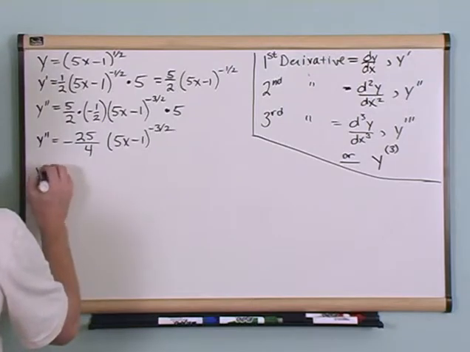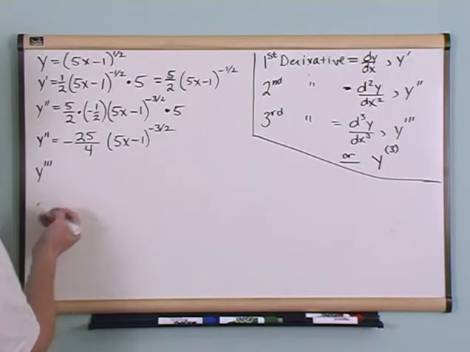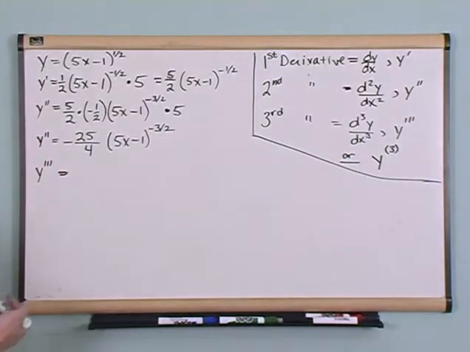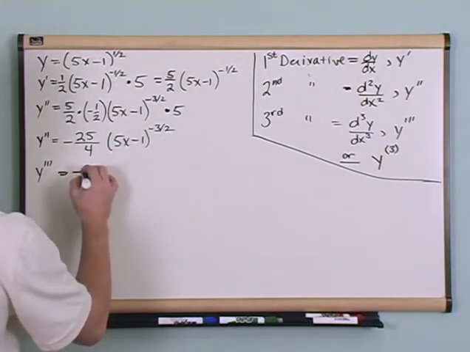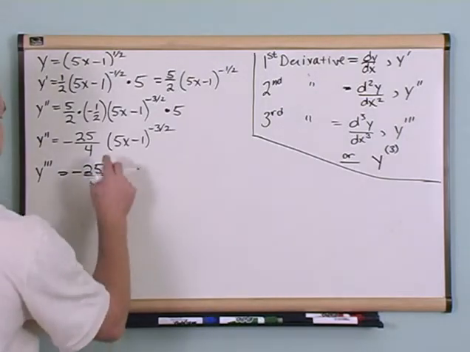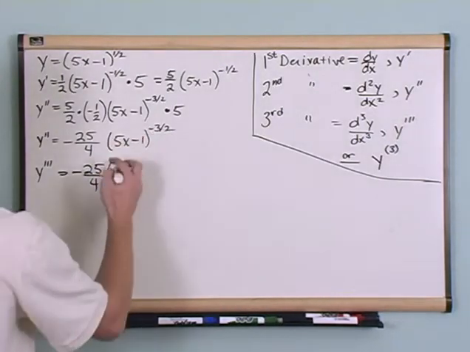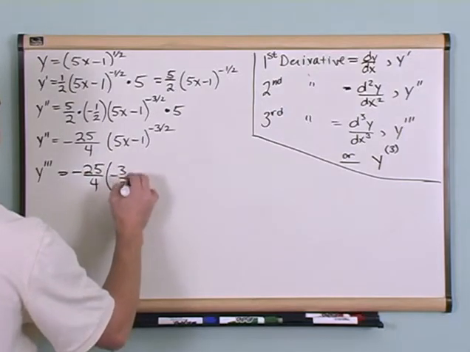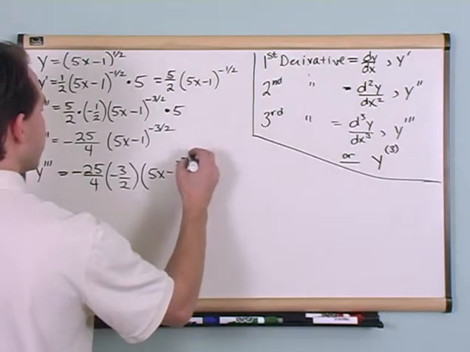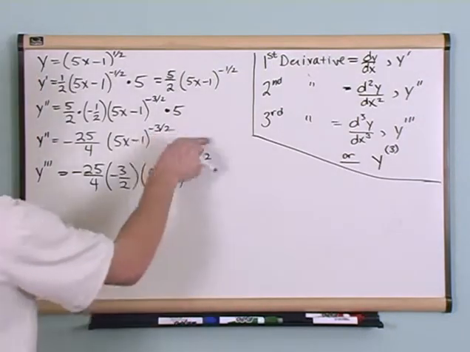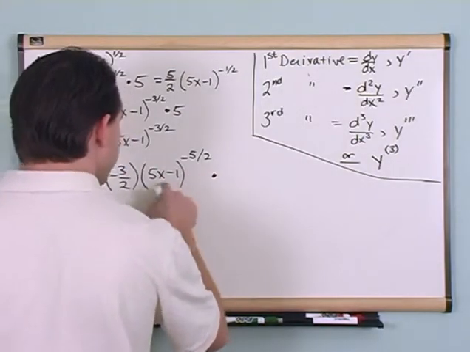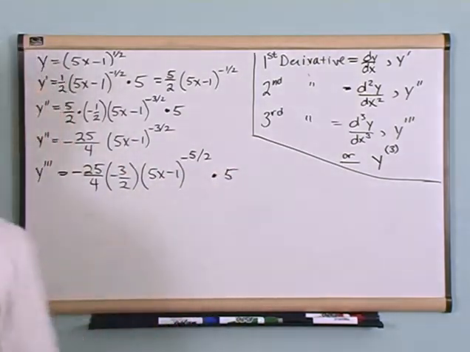So in order to find the third derivative, you do the same thing again. You take the derivative of the second derivative. This constant, 25 over 4, just hangs out front, no big deal. Take the derivative of this term, it's the same thing. The exponent comes down, negative 3/2. Inside stays the same. The exponent becomes negative 5/2 because I'm subtracting 1 from it. But I'm not done. I have to multiply by the derivative of the inside, which is 5.